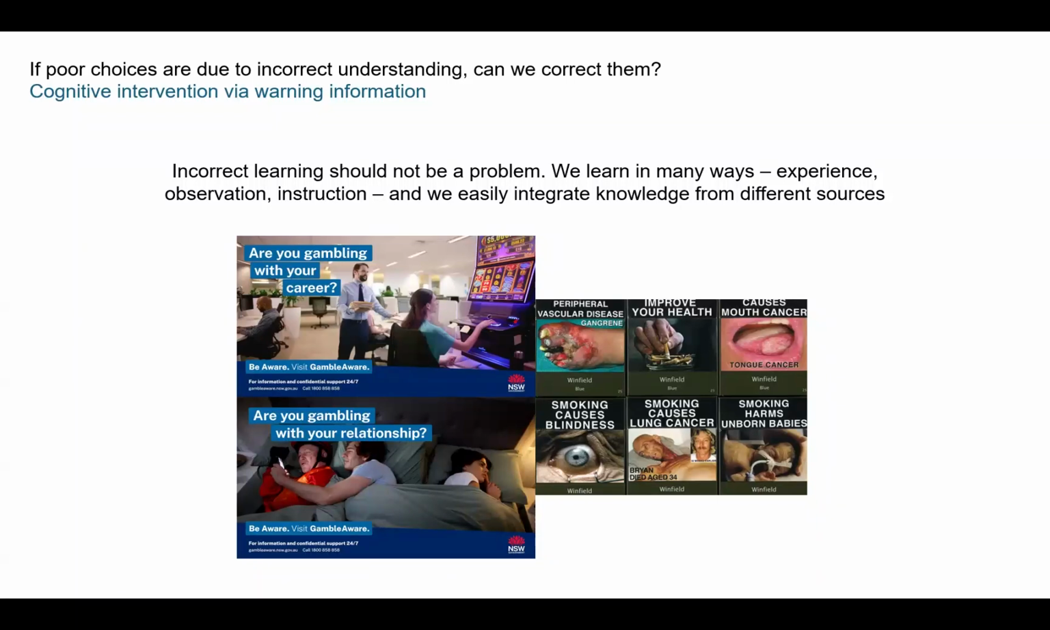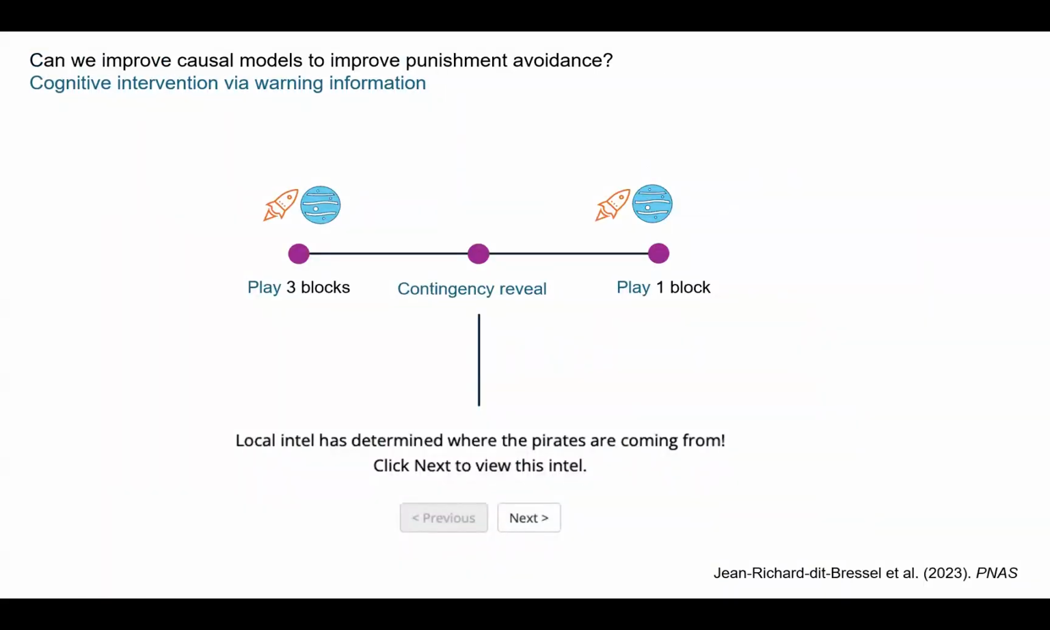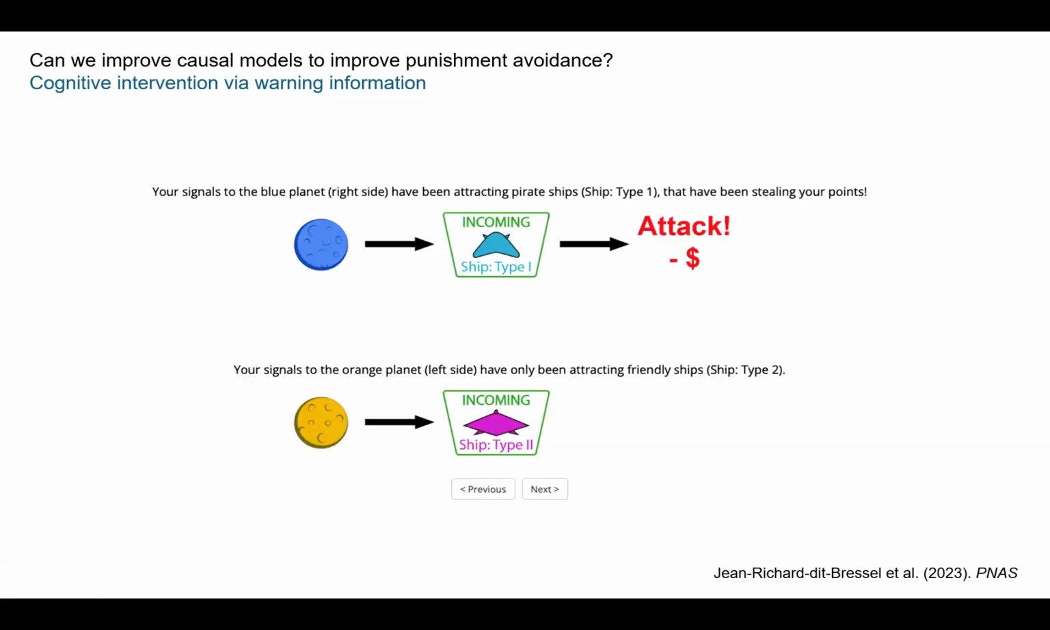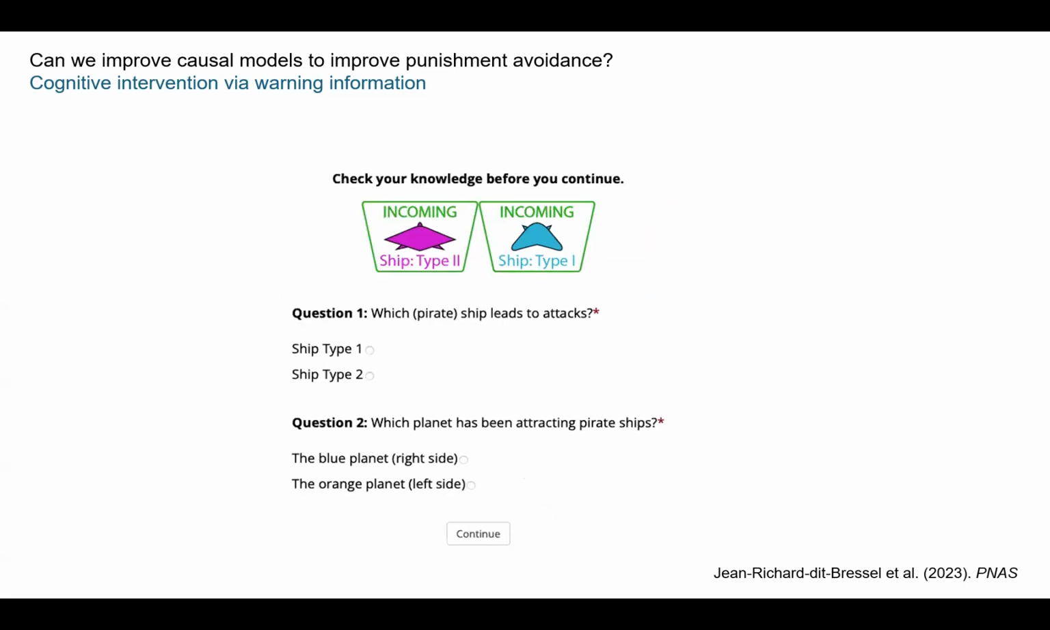So we gave a cognitive intervention of sorts, where we had participants play this game again, 3 blocks, just like I showed you. And then we told them exactly what was happening in the task. And this is exactly what came up on the screen: "Local intel has determined where the pirates are coming from. Click next to view this intel." And then we lay it out for them precisely as it is, right? And then they have to pass an on-screen knowledge test before they can play the game again. And that's the test, okay?